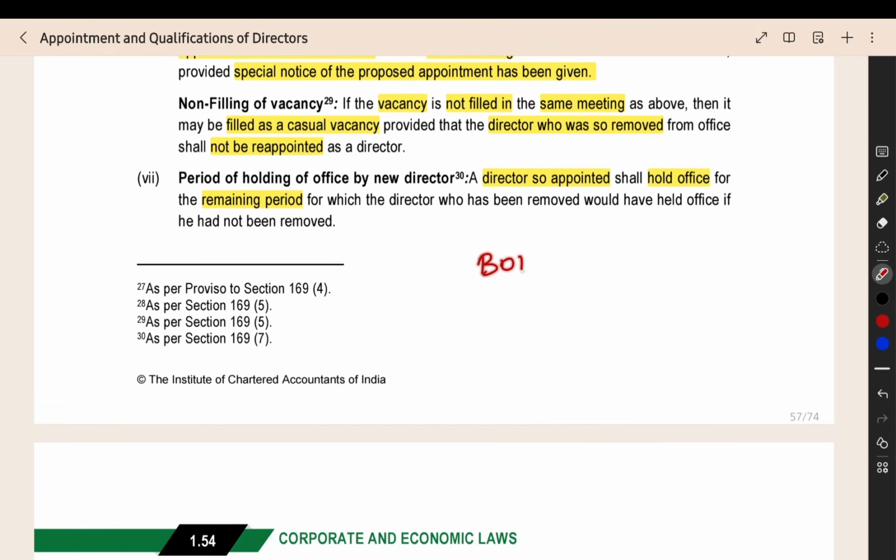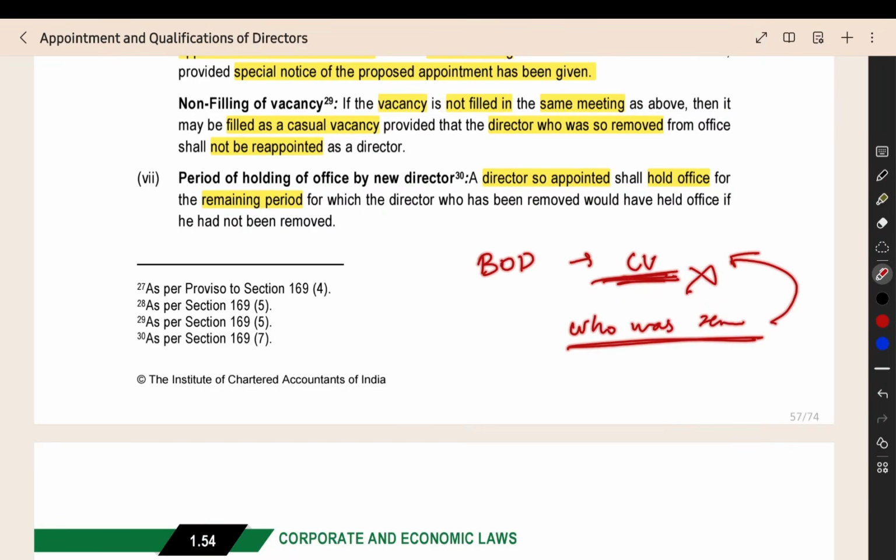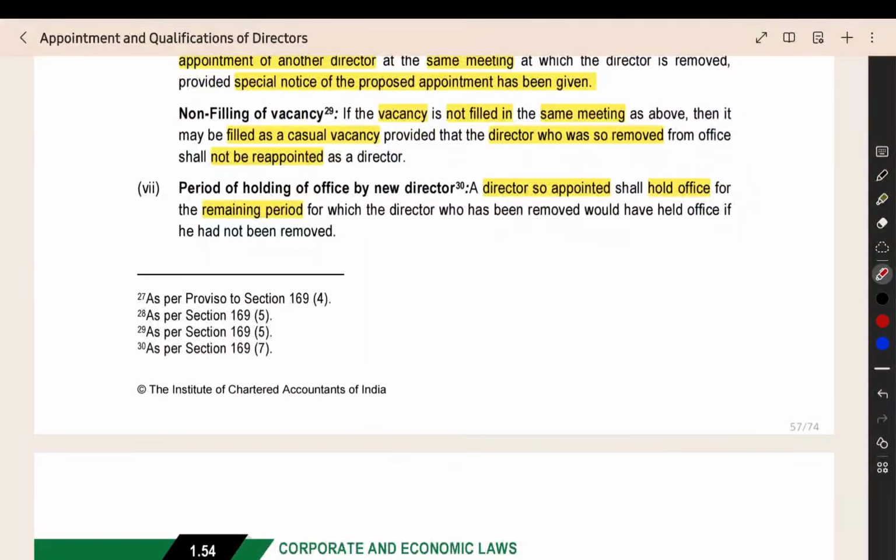But when the board of directors are filling that particular casual vacancy, they cannot appoint the same person who was removed. The person who was removed should remain removed. You cannot appoint the same person to the casual vacancy. If you are appointing a person for the casual vacancy, he will hold office till the end of the original period. The director was originally appointed for 4 years; for that time period, this new director appointed for the casual vacancy will also be there.